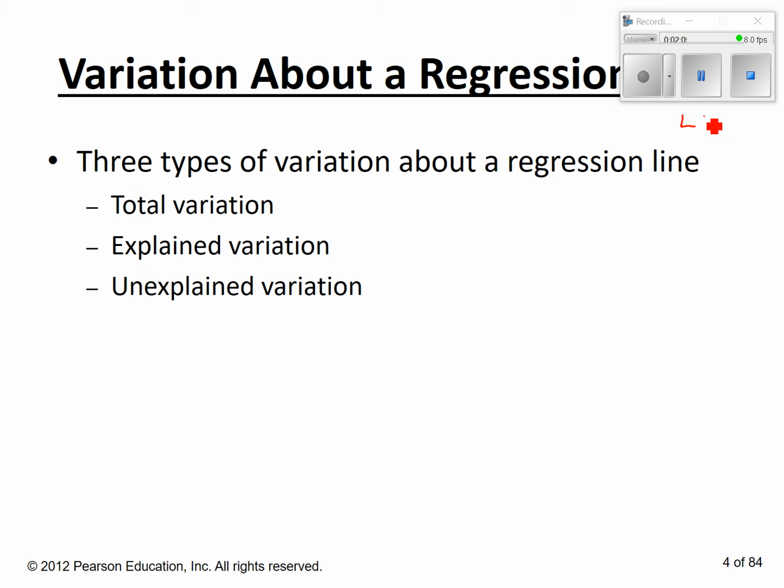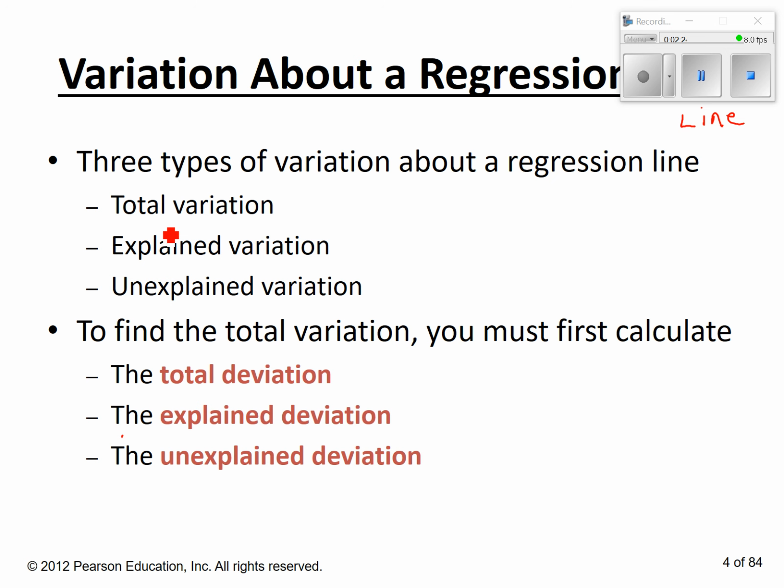It says line underneath this right here. So the 3 types of variation are total variation, explained variation, and unexplained variation. To find the total variation, we got to first calculate the total deviation, the explained deviation, and the unexplained deviation. So we got to figure out these 3 things before we can find these 3.